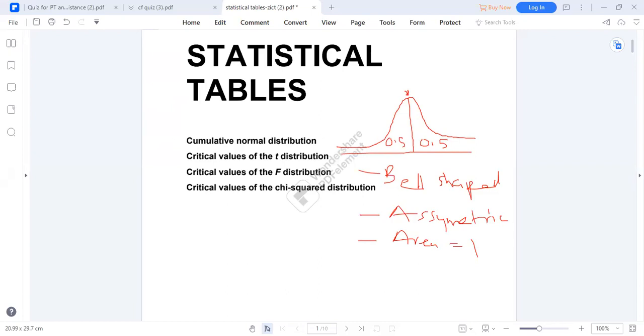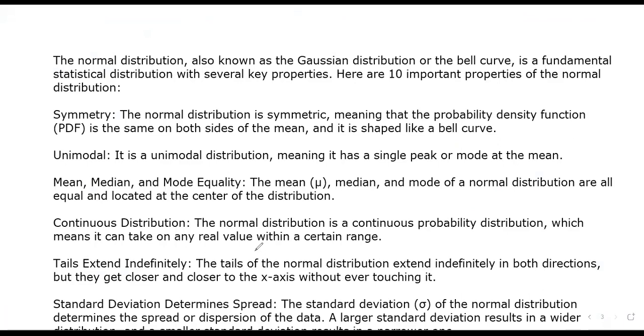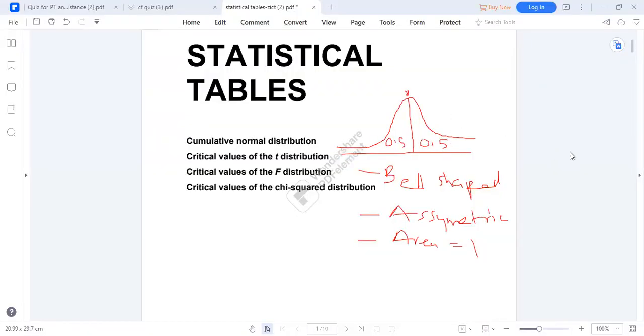What other characteristics do we have? It is a continuous distribution, which means that it can take any real value in a certain range. The tails extend indefinitely, meaning they don't touch the base. Like you can see here, they don't touch down there, they go to infinity. So this is what you should know about normal distribution.